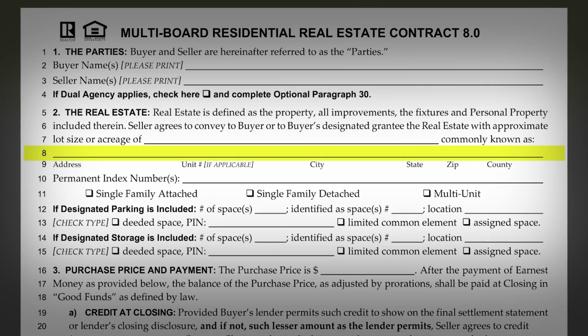The PIN number, permanent index number, on line 10. And then on line 11, a slight change there, just the way they did it. They've got single family attached, single family detached, or multi-unit. Check whichever one is appropriate on that. Okay, so that's the property details.